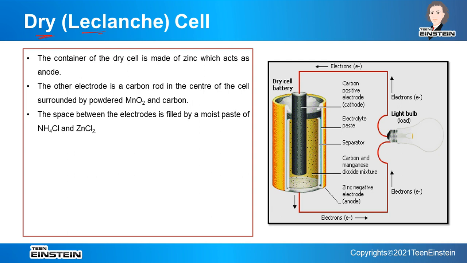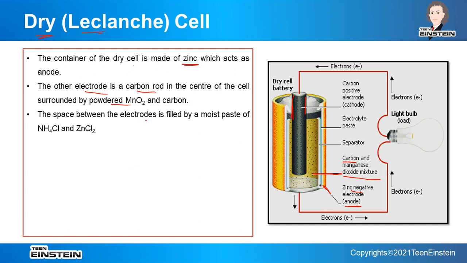Now as we are saying the name dry cell, that means there is no liquid solution of the electrolyte that we normally see in other cells. The container of the dry cell is made of zinc. If you look at the picture, the zinc coating is present, and this is actually the anode. The coating itself is the anode. And what is the cathode? That is the other electrode. The cathode is a carbon rod in the center of the cell, surrounded by powdered MnO2 and carbon, that is manganese dioxide and carbon. So here we have a carbon and manganese dioxide mixture.